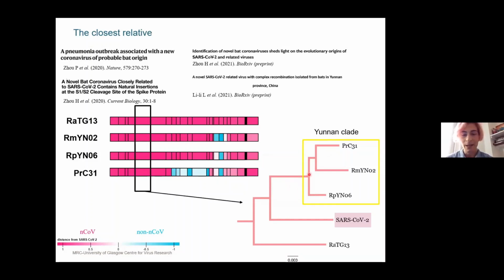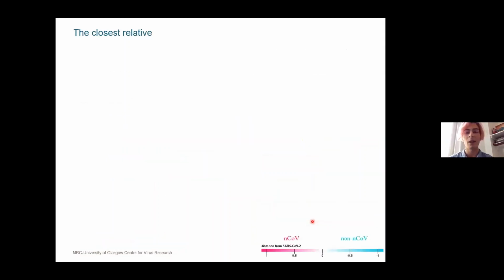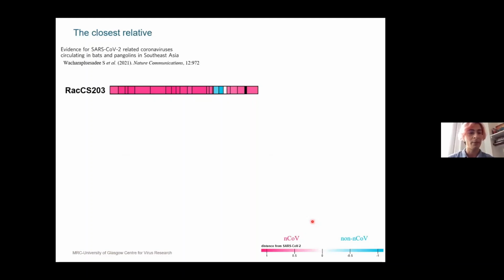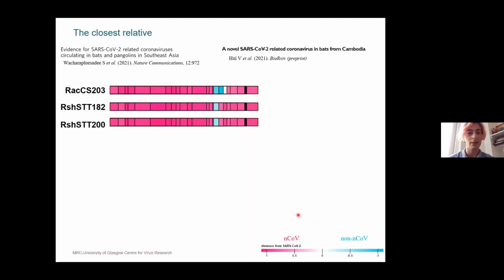And bear in mind here that this is a sister clade to where the viral population of the proximal ancestor of SARS-CoV-2 would be. So these four viruses, close relatives, have been sampled in China, but we have two more viruses that have been sampled outside China, and these are RAX203, sampled in Thailand, and these two almost completely identical viruses sampled in Cambodia.